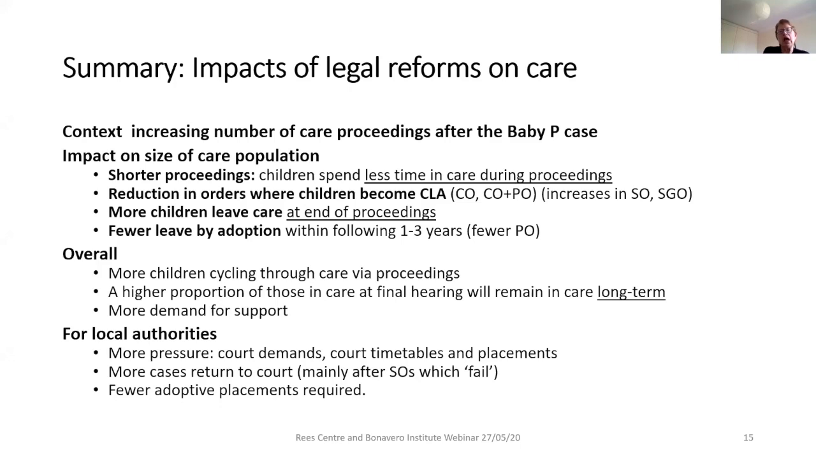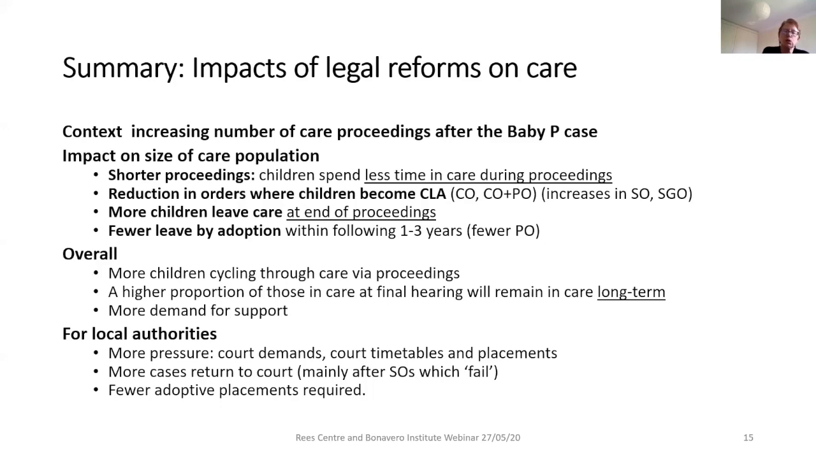So we could also see that the care system is dealing with more children cycling through. There are children who are subject to orders or in section 20 during proceedings, but who leave care at the end of the proceedings, only to be replaced by more children as more proceedings are started. We certainly know the number of proceedings has gone up. We also know, as I said before, that children who don't leave at the end of the final hearing will remain in care long term, but there's more demand for support because special guardianship and supervision orders all require ongoing support from the local authority.